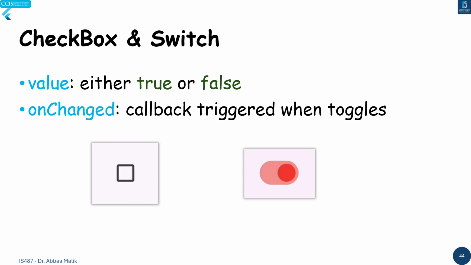We also have the checkbox and switches. So again, we have the value, either true or false, or onChanged, a callback triggered when it toggles. So whenever we are toggling this, selected or not selected.